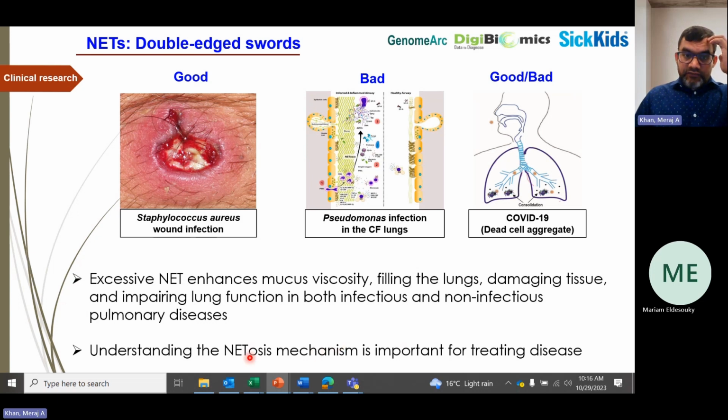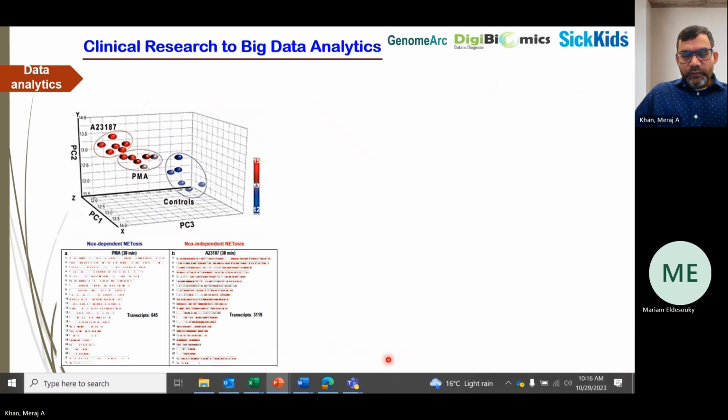So understanding the mechanism of nets is important, because that will help us see the role of nets, because the role of nets is a kind of double-edged sword. We don't know whether it's going to be good or bad, but the mechanism will help us define the role and how we can use these nets for the purpose of treatment, or for the betterment of patient conditions.